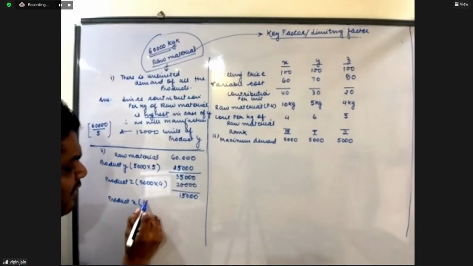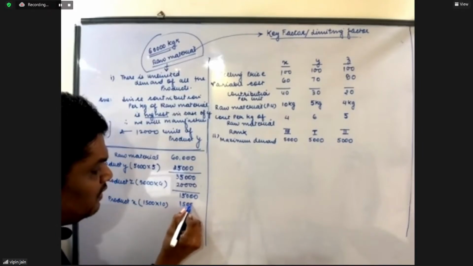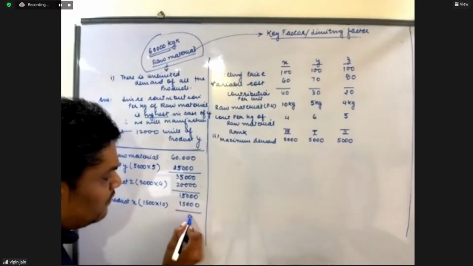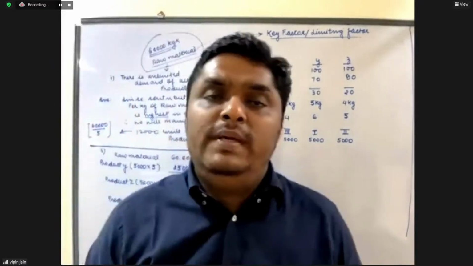Product X 1,500 into 10, that is 15,000. So this will be easy. So this is how the raw material of 60,000 kgs will be utilized.